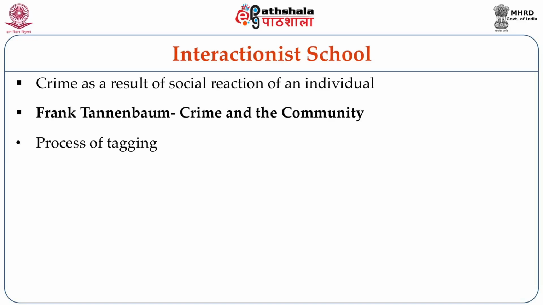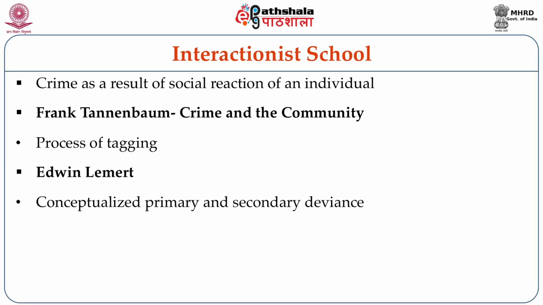Actually, everybody has an equal chance of committing crime. Some people get caught and some people don't. The ones who get caught are then labeled and tagged as criminals, and then it becomes impossible for them to come out of it. Also Lemert came up with the concept of primary and secondary deviance. He said all of us are primary deviants, that means we all have a chance of committing a crime, but secondary deviance happens after the labeling process.